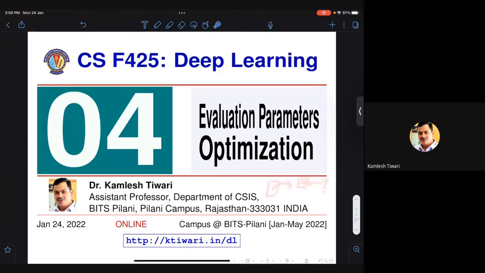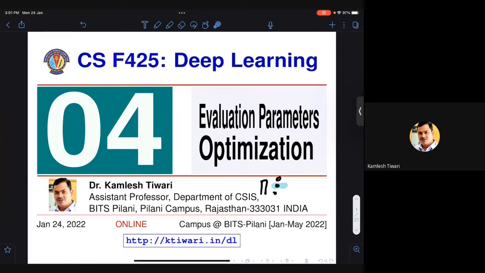Many times you want to find out how good this particular model is, because on the same data you have the option to have multiple models. So which model are you going to select out of these? You are going to select the model which has the higher accuracy. Most of the time you want to select the model which has the highest accuracy.